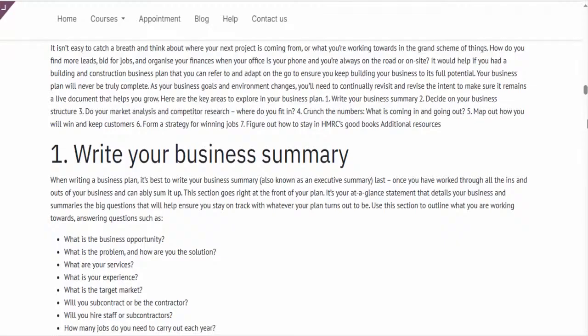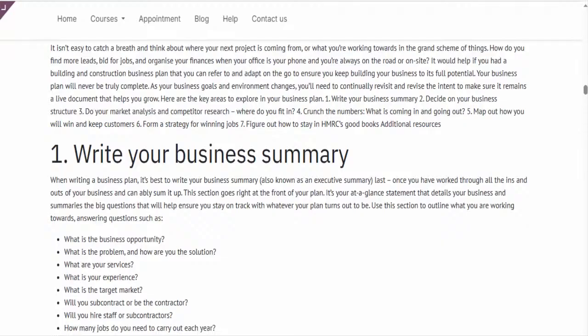Here are the key areas to explore in your business plan. 1. Write your business summary. 2. Decide on your business structure. 3. Do your market analysis and competitor research. Where do you fit in? 4. Crunch the numbers. What is coming in and going out? 5. Map out how you will win and keep customers. 6. Form a strategy for winning jobs. 7. Figure out how to stay in HMRC's good books.